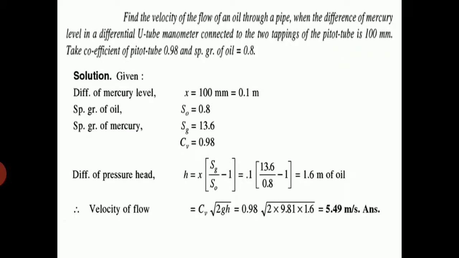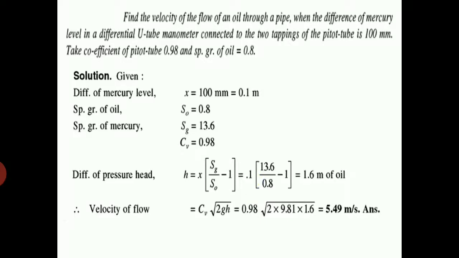The coefficient of the Pitot tube, that is the Cv value, is given as 0.98, and the specific gravity of the oil flowing through this pipe is 0.8. Substituting all these values, we get the velocity of flow. First we calculate the difference of pressure head, h = x (Sg/So - 1). The value of x is 0.1 meter, so we substitute it over here.